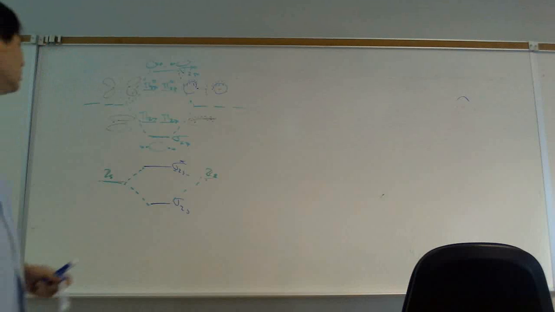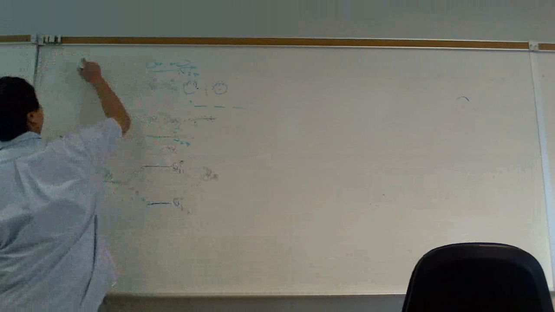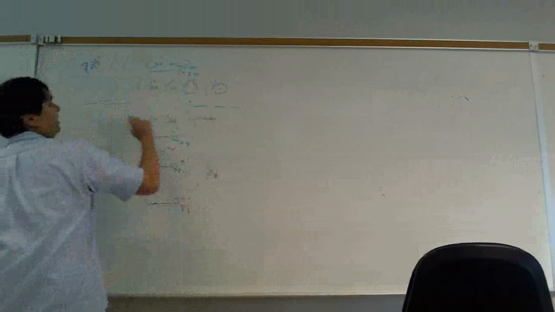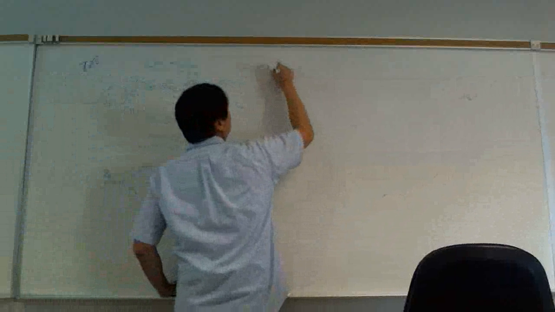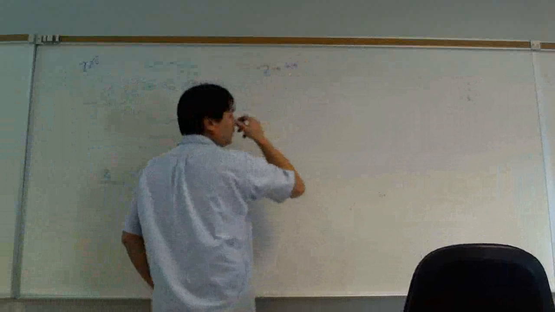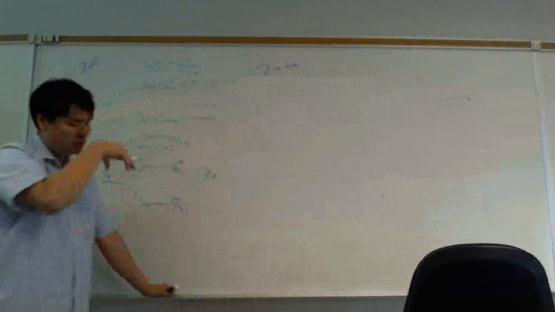Okay, when Z is big, what tends to happen with big Z's? If Z is big, then the positive nuclear charge is high, and it tends to pull in the orbitals. So this is Z greater than or equal to 8. In other words, Z is big, that means the electrons get pulled in tightly.